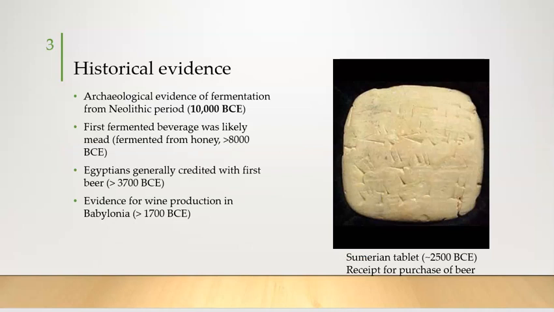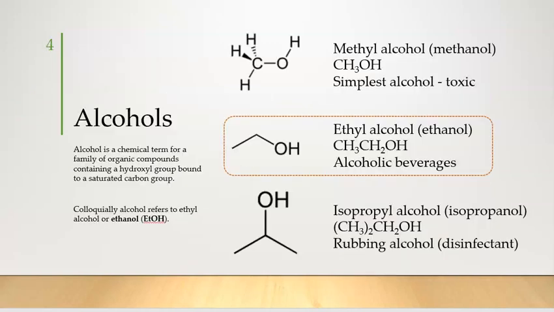I will give you just a little bit of evidence of when certain types of alcohol were introduced. The very first fermented beverage, so the very first alcohol, was probably mead, so that's honey. Then we got beer with the Egyptians, and wine came from the Babylonians. You don't really need to know this, but I couldn't resist putting in some history.